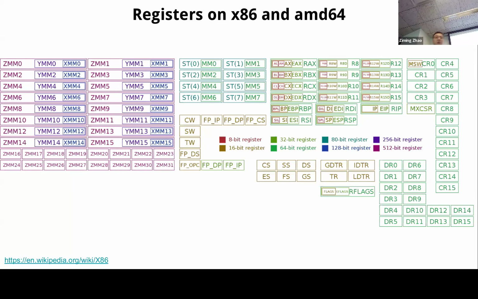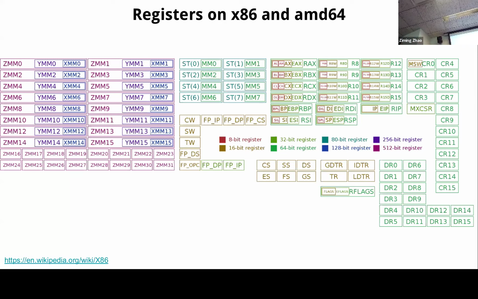So here we have a full overview of the registers on a 32-bit x86 machine. This one actually has 32-bit and also 64-bit. So this figure is actually very interesting.